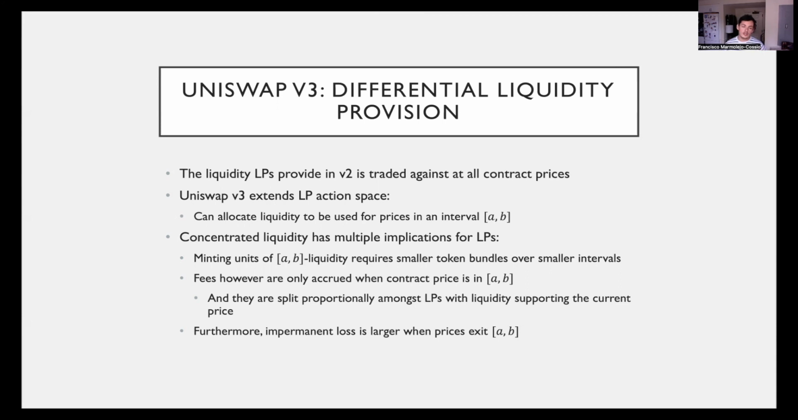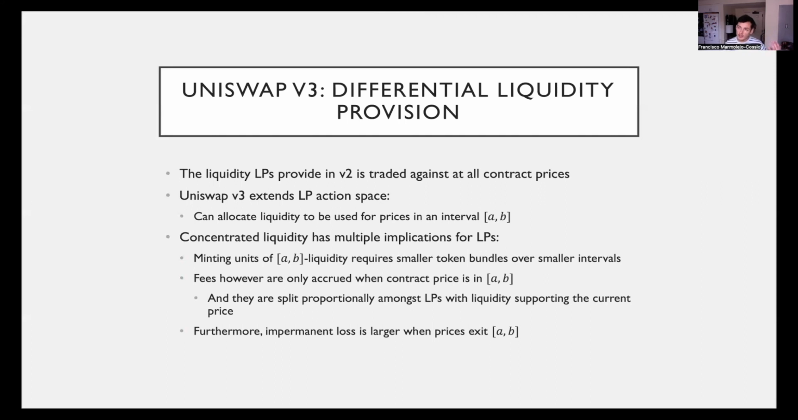But the first is that if I want to mint liquidity, now my liquidity has to be contextualized by the interval over which it's defined. But if I mint liquidity over a smaller interval, then this is going to roughly require a smaller token bundle than a larger interval. And so in a certain sense, if you think about minting liquidity as purchasing liquidity, it becomes cheaper to buy smaller intervals' worth of liquidity.